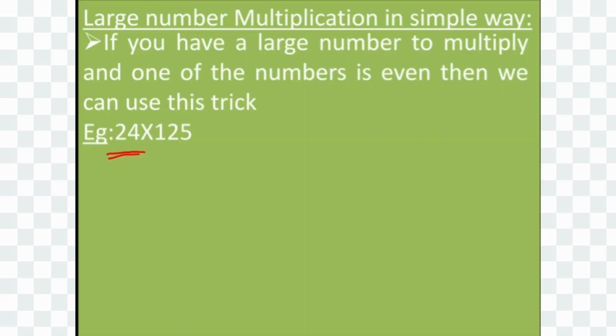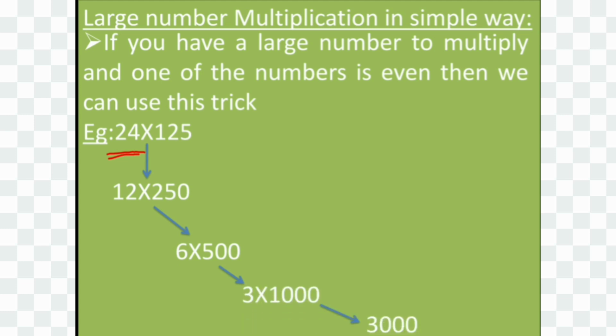So let's see how we are going to do it. 24 is subdivided and then it is written as 12 into 250. Here we are subdividing the even number and the number beside it we are doubling. So next 12 is again subdivided. We get 6 into 500. 250 is doubled. So the answer will be 3 into 1000, that is 3000. See, it's very easy. We can do it in our mind.